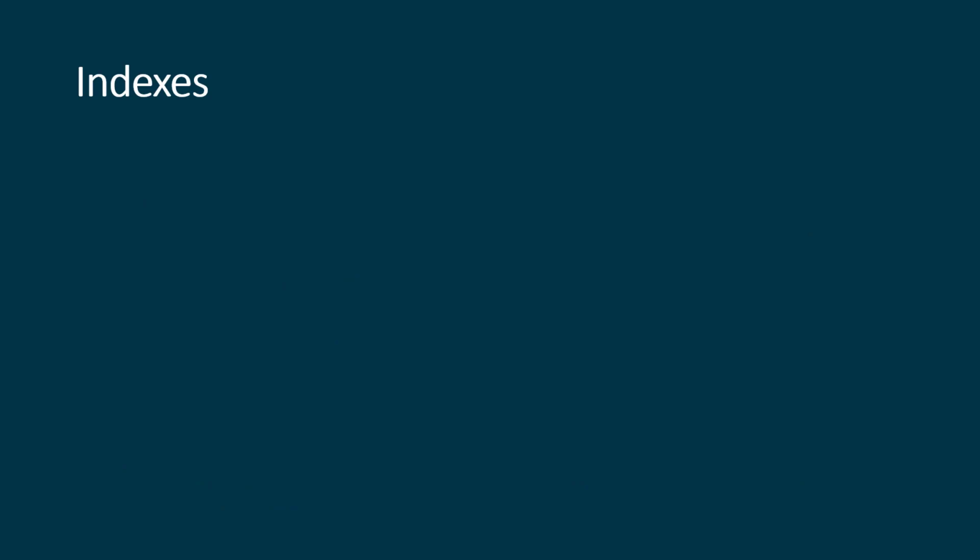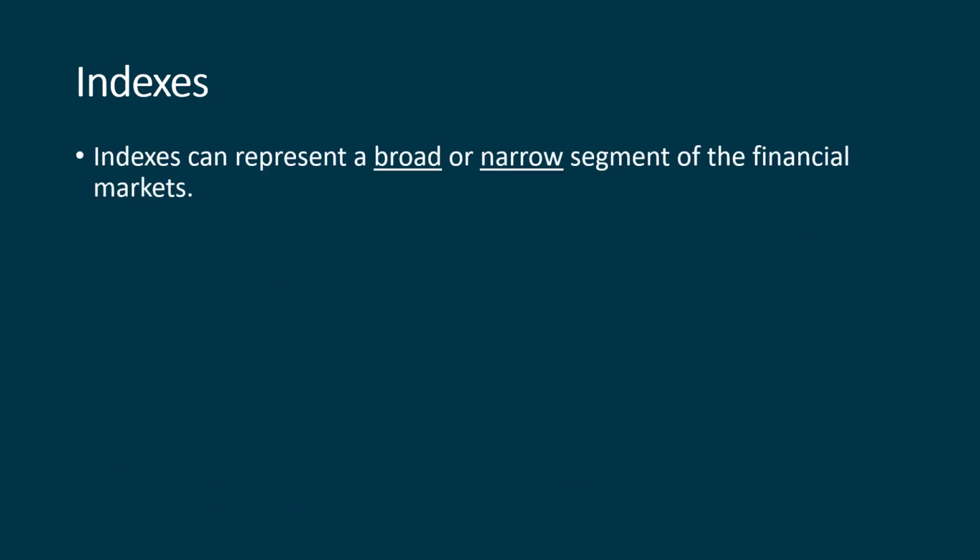Let's look at some of the different indexes. Indexes can represent a broad or narrow segment of the financial markets. You can have indexes that measure all of the stocks in existence. You have other indexes that measure all of the different markets around the world. You have other indexes that look at a really narrow section of the market, and I'll give you some examples of each one of those.